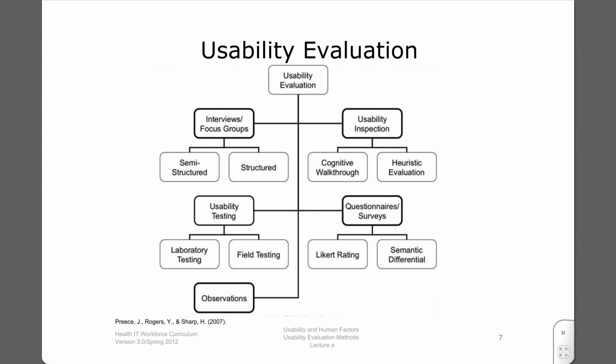This is another way to represent usability evaluation methods. It is convenient to think of 5 superordinate classes, or types of methods, and they can be further subdivided into a range of methods. We are going to talk about the first 4 classes of methods, namely interviews, questionnaires, usability inspection, and usability testing.